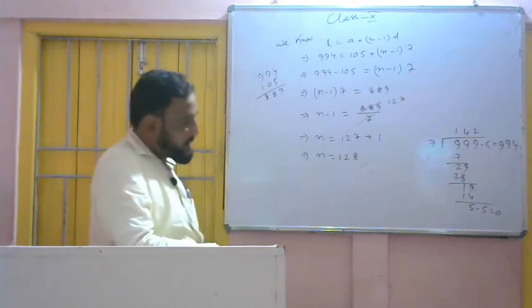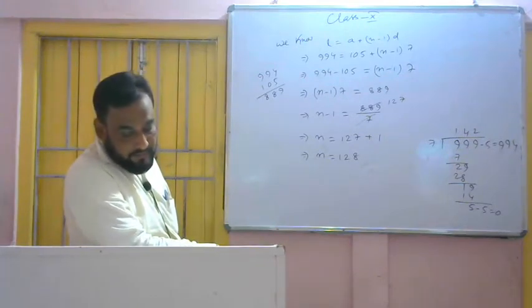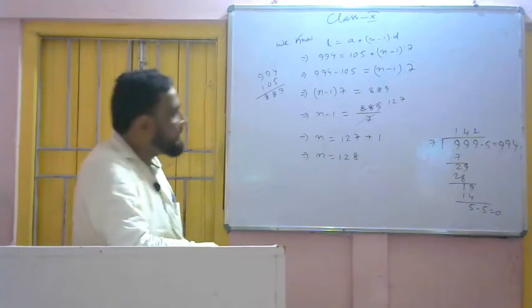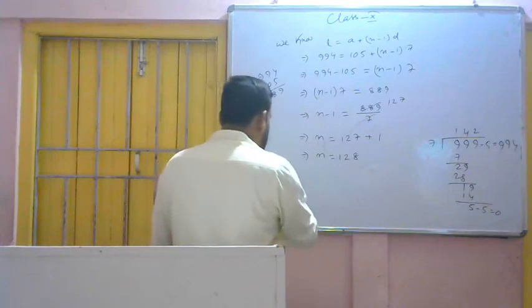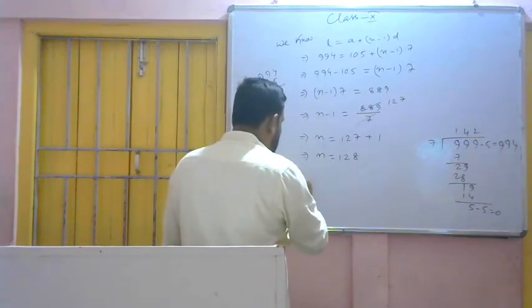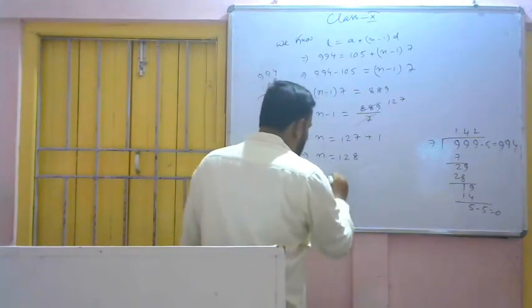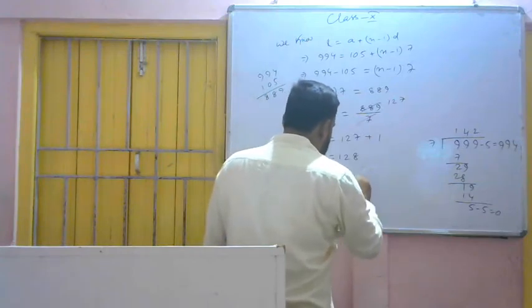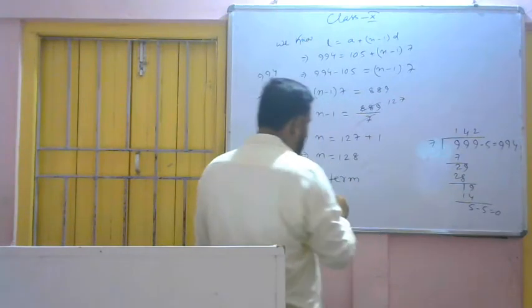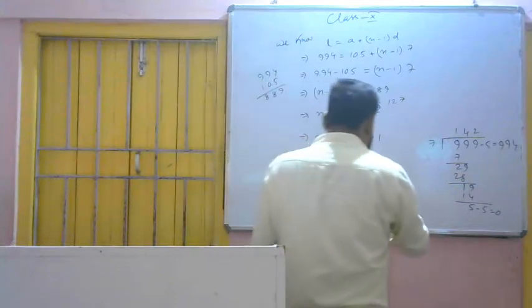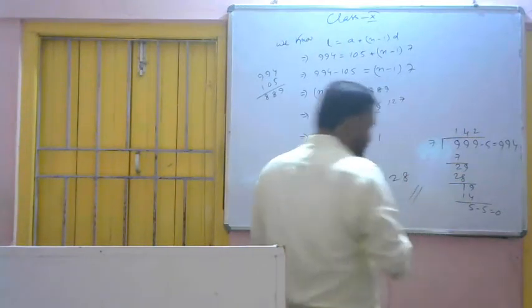So your question is, how many 3-digit numbers are divisible by 7? Therefore, the required number of terms is equal to 128.